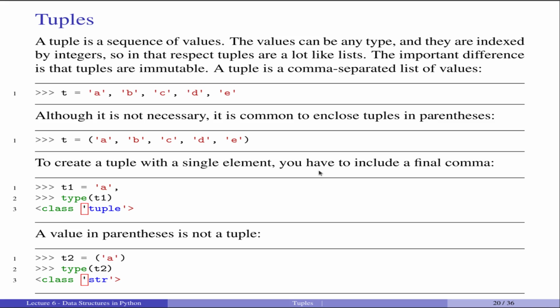So a tuple is a sequence of values just like a list, but the values can be of any type and they're indexed by integers. So in that respect, tuples are a lot like lists. The important difference is that tuples are immutable.